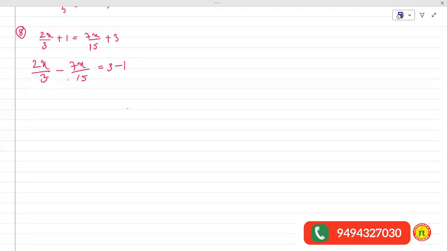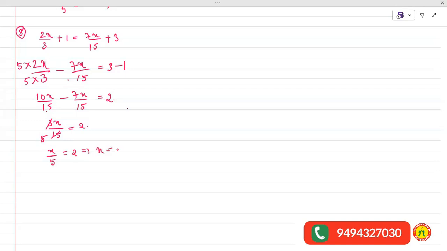For getting the same, here 3 should be multiplied with 5. So when we multiply with 5, immediately the numerator is also multiplied with 5. So here 10x by 15 minus 7x by 15 equals 3 minus 1, which is 2. 10x minus 7x is 3x, so 3x by 15 equals 2. x by 5 equals 2. So, x equals what? 10.